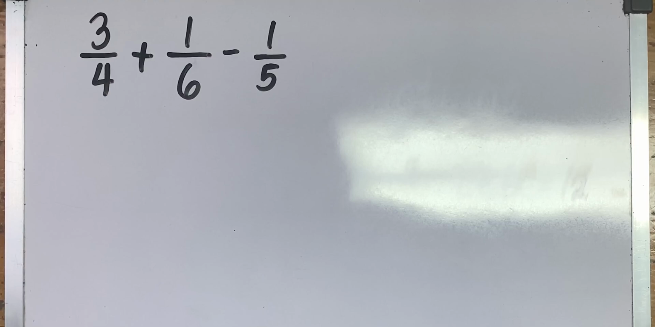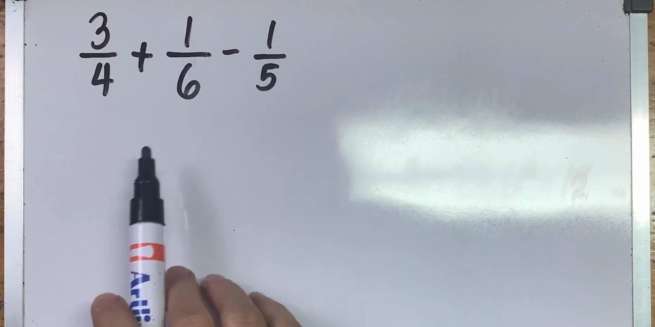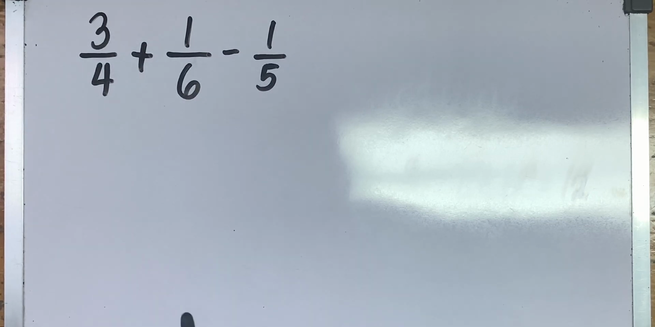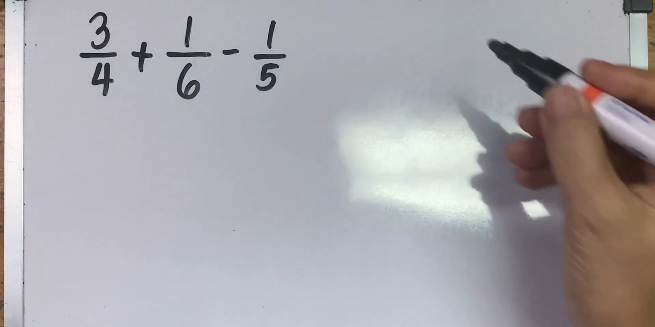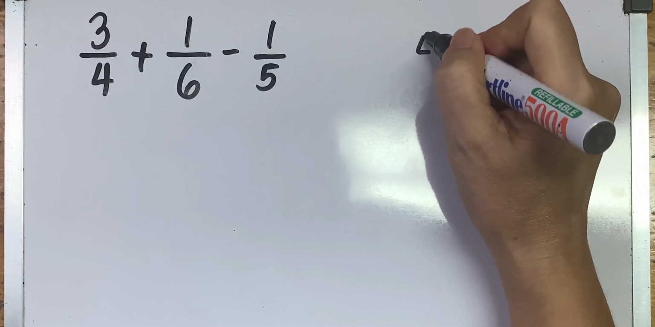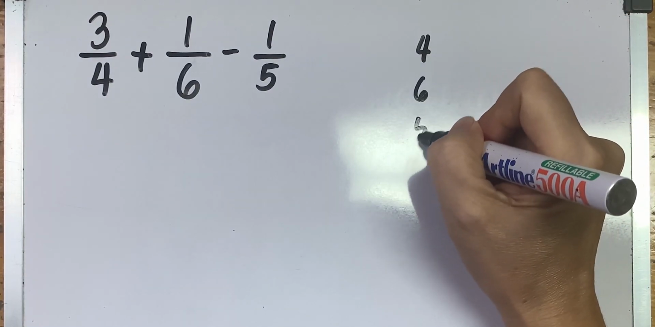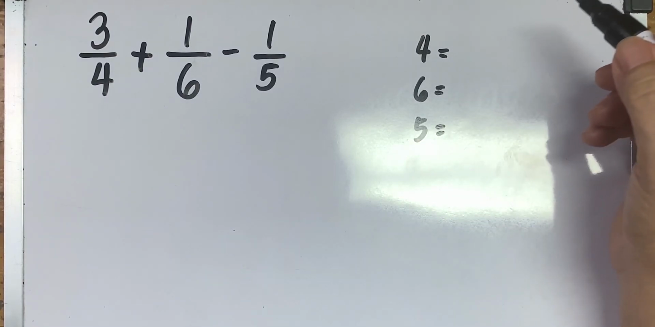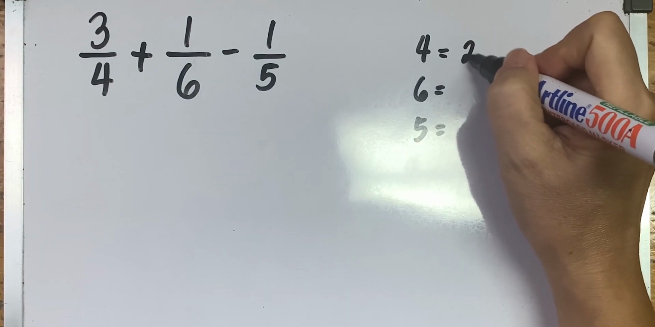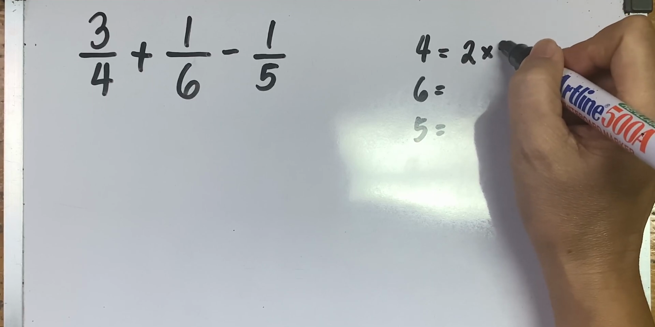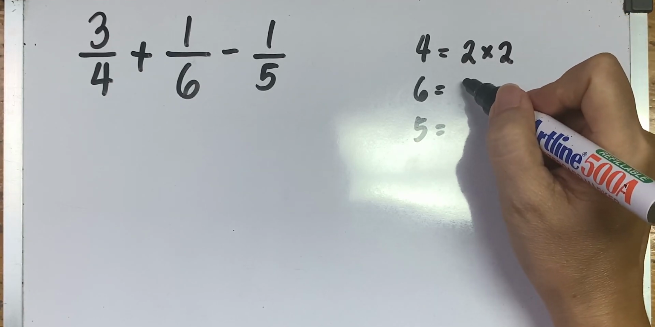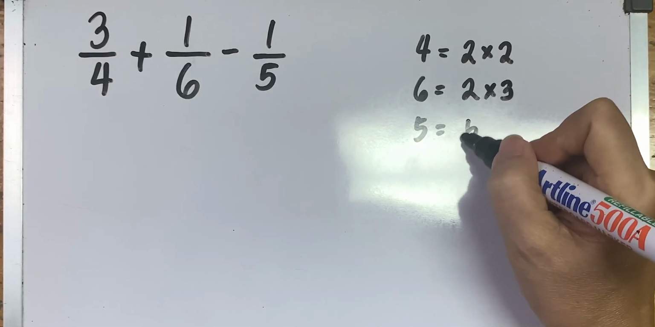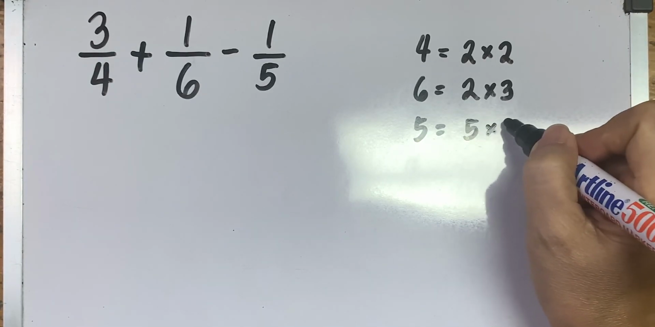Now, let's try another example. 3 over 4 plus 1 over 6 minus 1 over 5. So we mix addition and subtraction. Let's write the denominators here. 4, 6, and 5. Let's get the prime factors of these numbers. So 4 will have a factor of 2 times 2. For 6, that's 2 times 3. And for 5, simply 5 times 1.